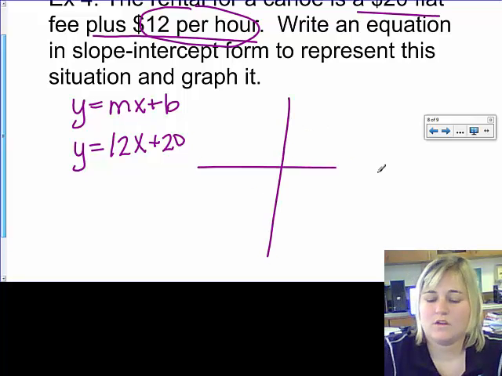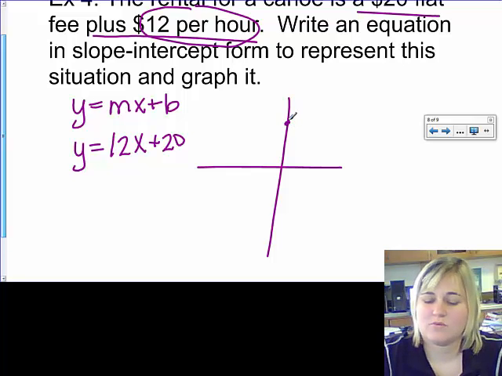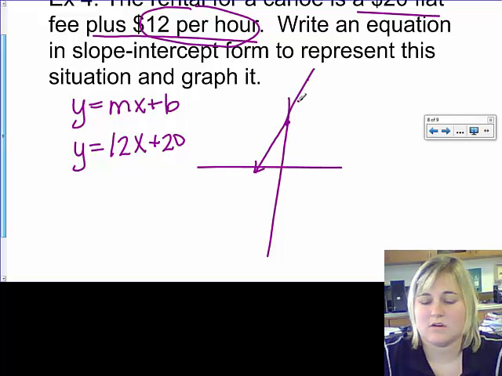Then it wants us to graph it. Well, when you graph it, it's going to have to go through 20. So we'll put that right here. And then it's going to have to go up $12 every hour from that. So it's going to be a pretty steep slope. Pretend like that might actually be what it is.